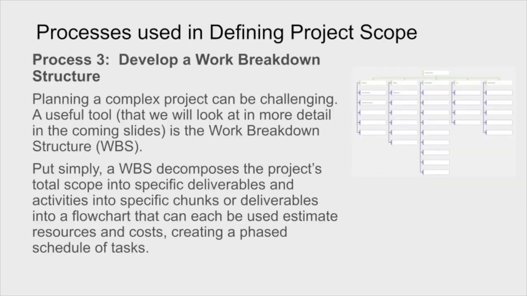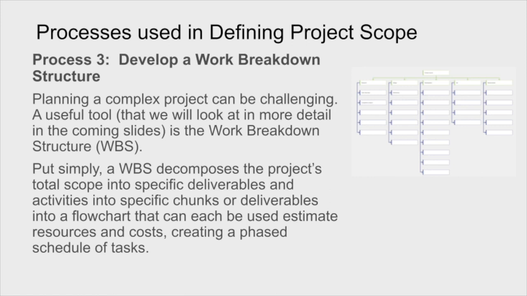Now, if you start thinking about this, you say, well, these projects can get really complicated, particularly big projects. So how can we manage scope and all these issues that we've just talked about if the project is really huge and complex? One of the best ways to manage a project is to break it down into its components. And the tool that is commonly used in order to do this is called a work breakdown structure.